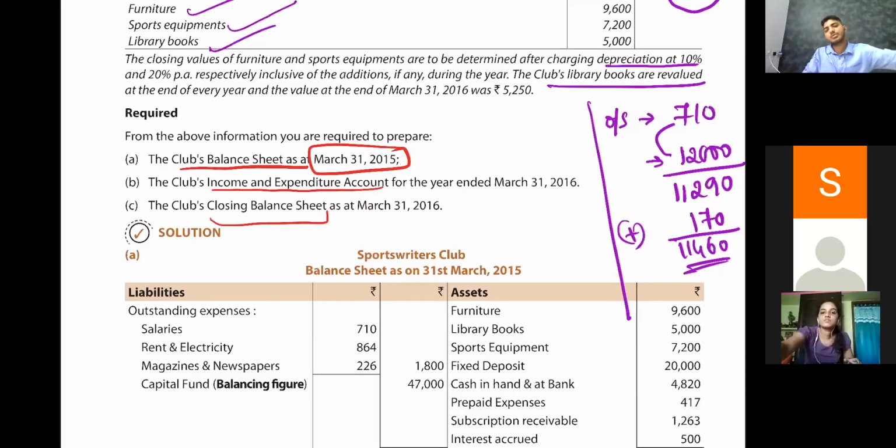There is one question where they're asking, sir, could you explain what adjustments to be done in sundry expenses? Okay. Now, we'll look into that answer.